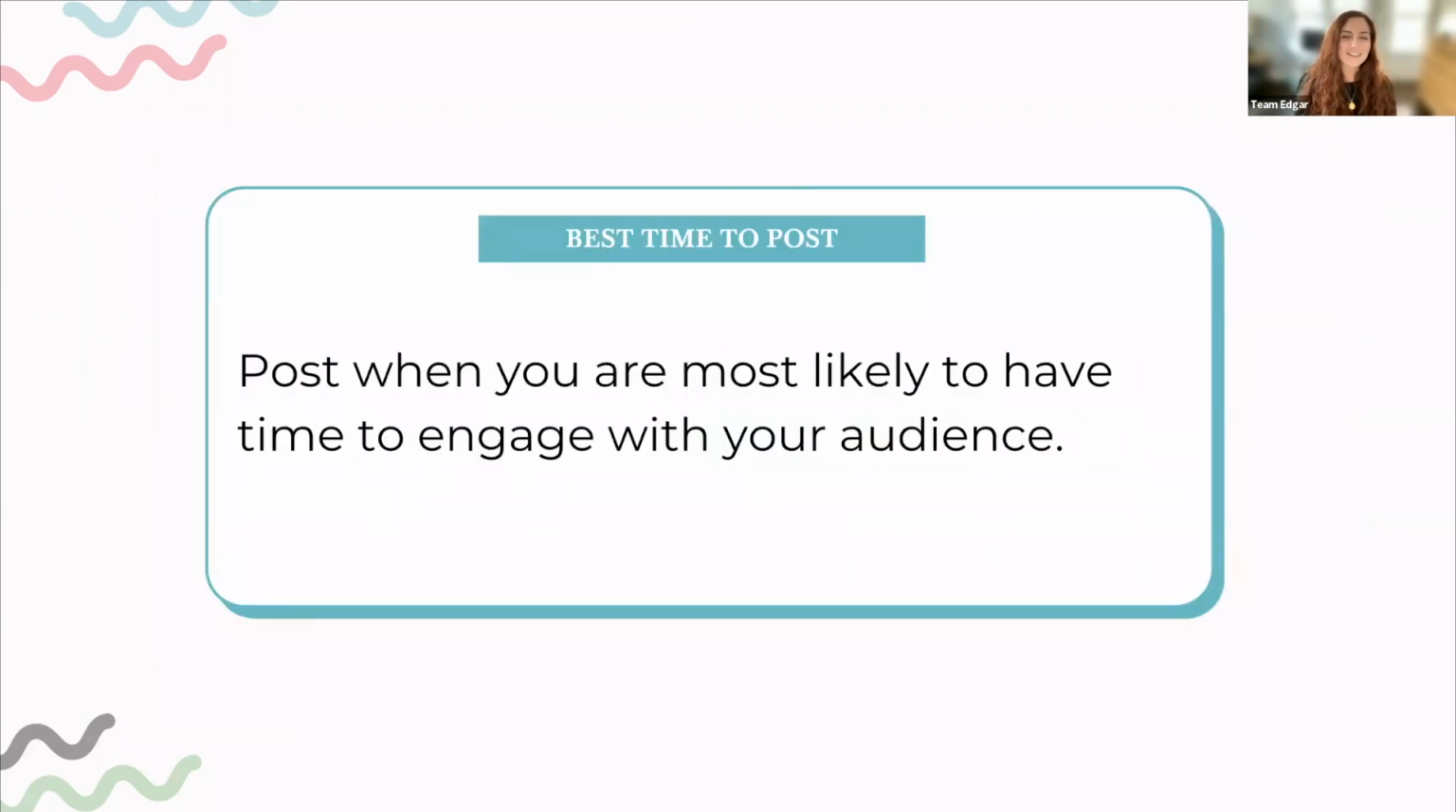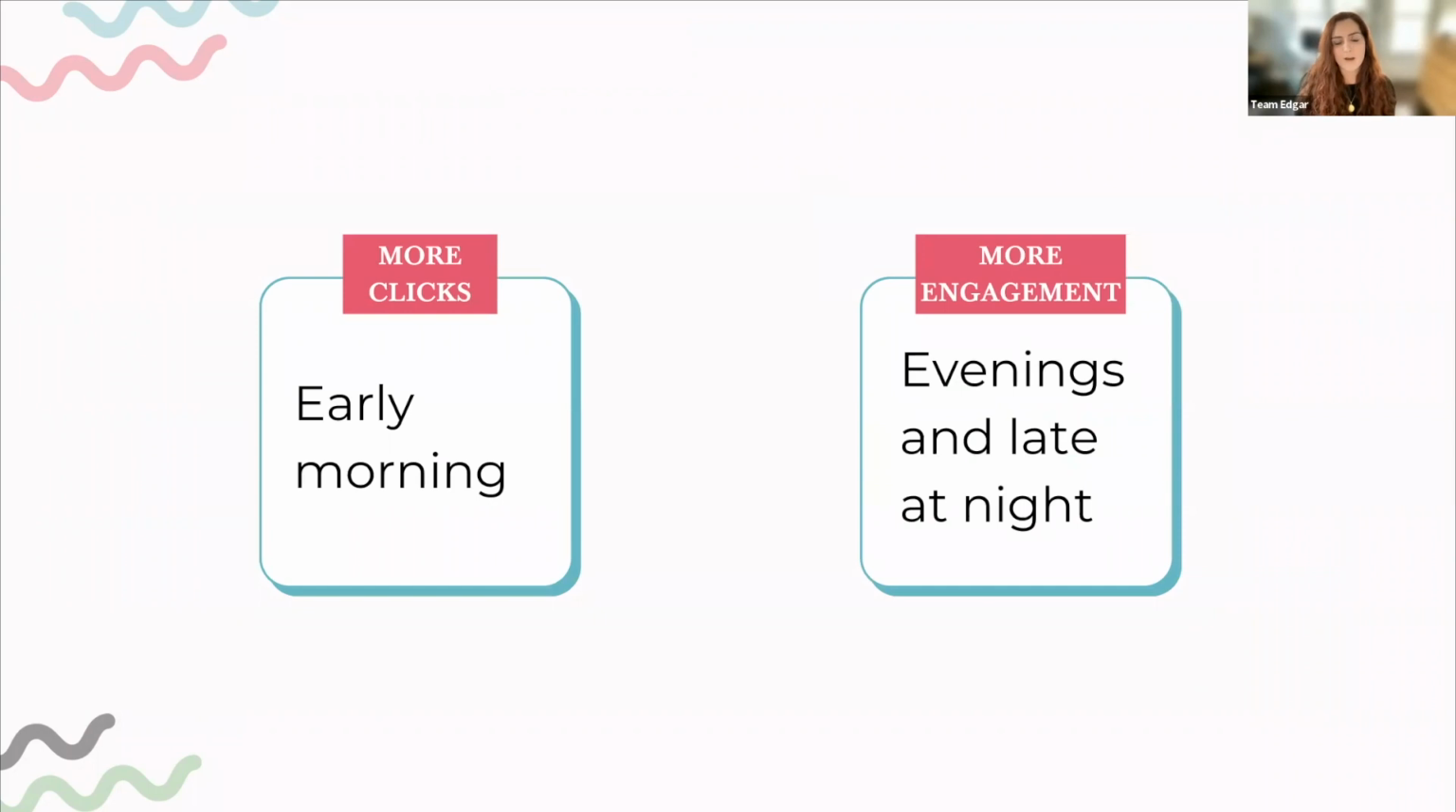All right, and then the other question we get a lot is, when is the best time to post? I think I had asked everyone a question in the email or in the jot form, which was, what do you want to learn from this? And this was the most common answer. So here's the thing. You want to post when you're most likely to have time to engage with your audience. Everyone has these optimized times. For example, we found that in the early morning, you get more clicks, or if you post in the evenings and late at night, you get more engagement.